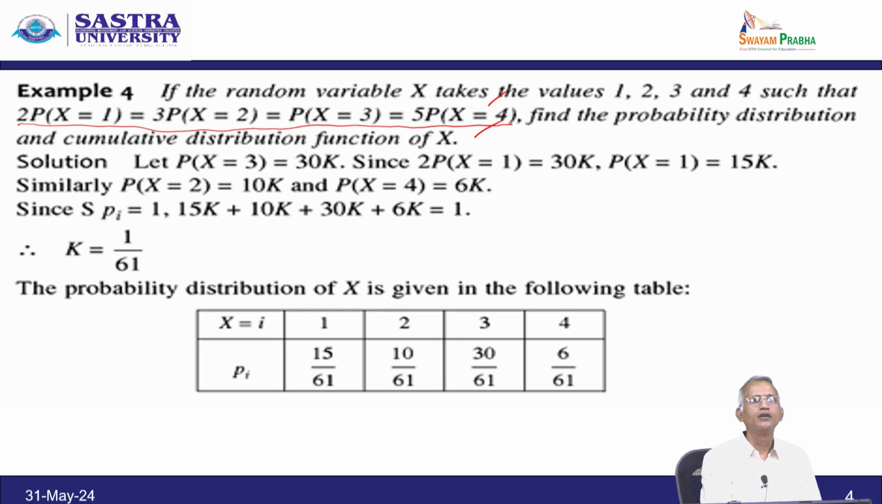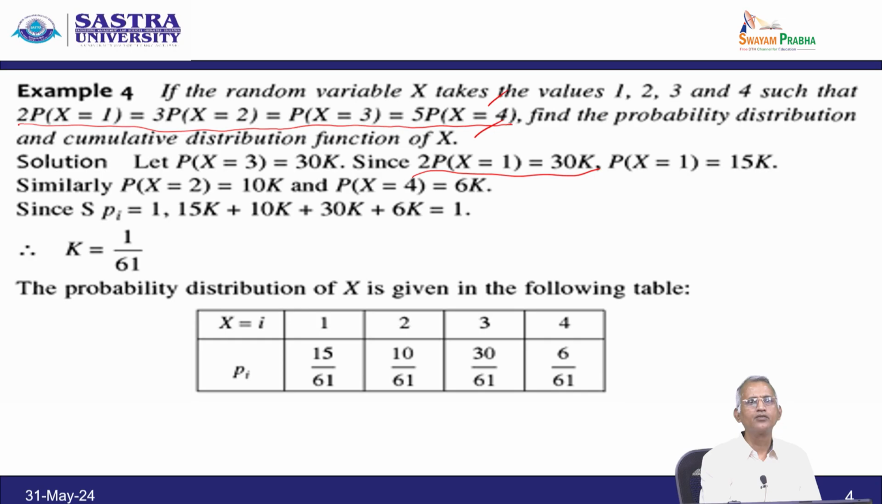Now, first step, 2 into p of x equal to 1 is equal to 30k, because 2 into p of x equal to 1 equal to p of x equal to 3. Therefore, p of x equal to 3 is 30k we assumed, therefore, substitute it, therefore, 2 into p of x equal to 1 is 30k, we can write.